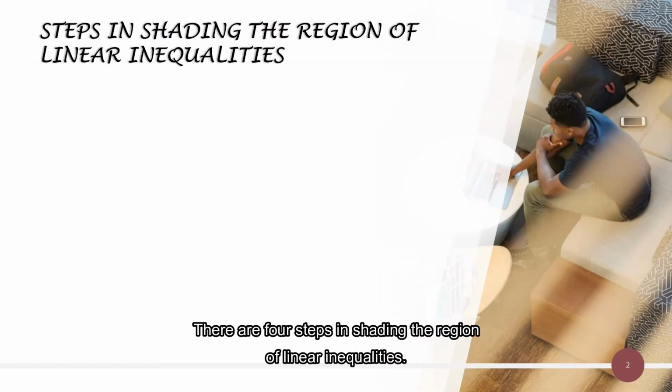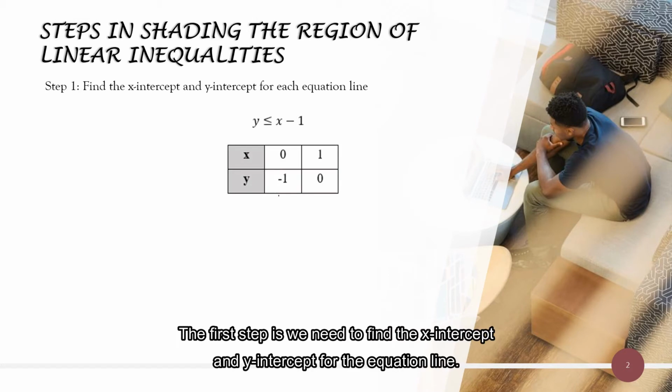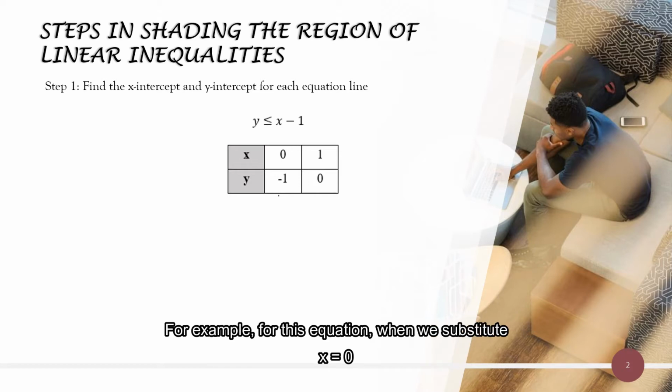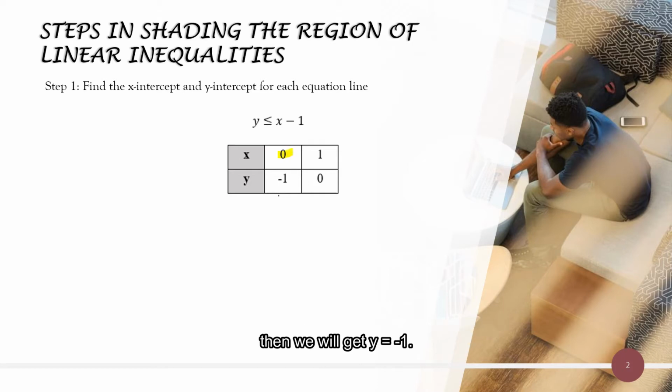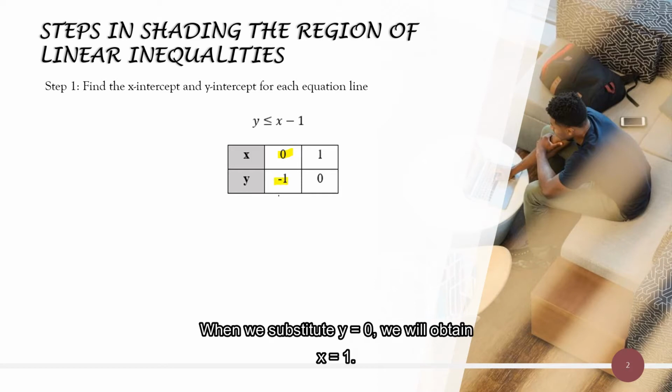There are 4 steps in shading the region of linear inequality. The first step is we need to find the X-intercept and Y-intercept for the equation line. For example, for this equation, when we substitute x equals to 0, then we will get y equals to -1. When we substitute y equals to 0, we will obtain x equals to 1.